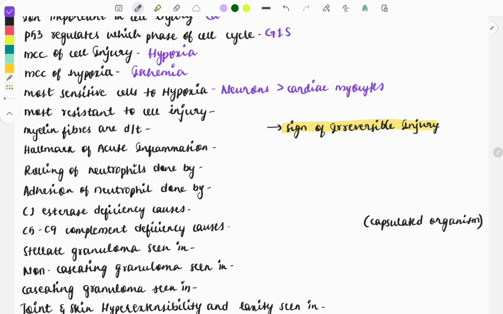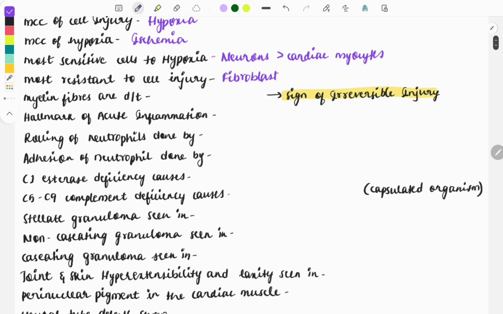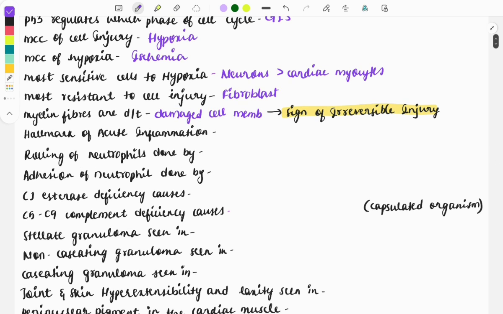So the next question: most resistant to cell injury. The cell which is most resistant to cell injury, and the answer is the fibroblast. Myelin figures are due to damaged cell membrane, and these myelin figures are a sign of irreversible injury. So in irreversible injury we can see myelin figures.